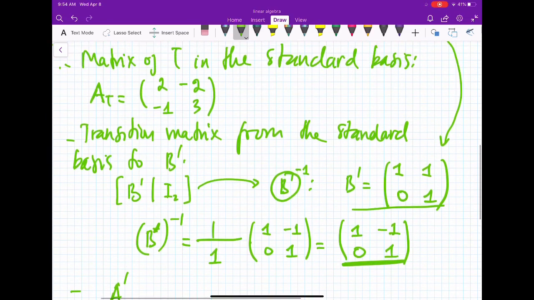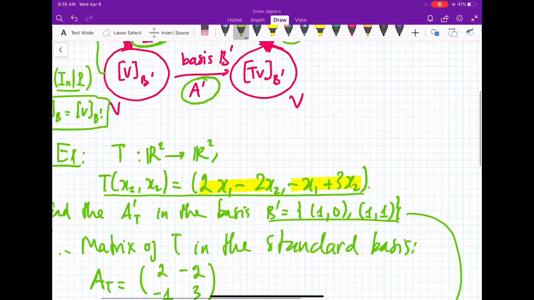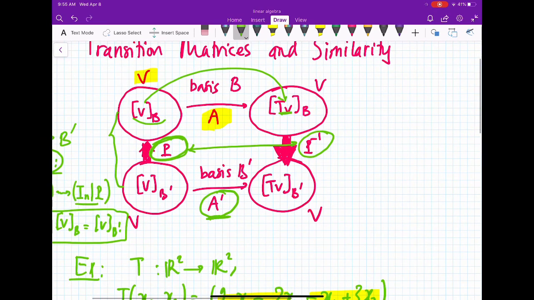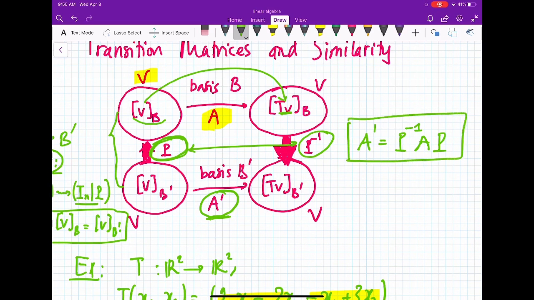How to find A prime in this case? Look at this picture. How to find A prime in this case? So if this diagram is commutative, you will think A prime is equal to P to -1, A, and P. Why? You look at this diagram. So you may think, yes, for example, you are right here. You want to find A prime.